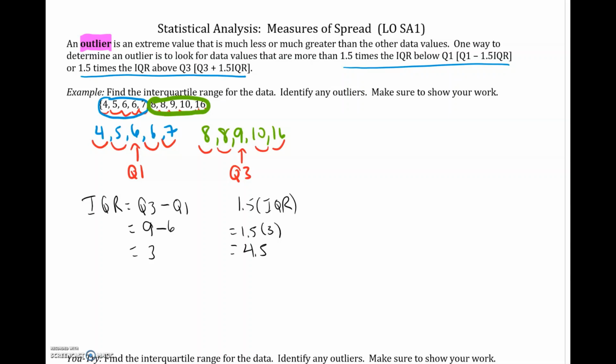So then for the lower limit, I'm going to do Q1 minus 1.5 times the IQR. So that is just 6 minus 4.5. So anything below 1.5 would be an outlier. And then we can do the same thing for Q3, but for Q3 we're going to add 1.5 times the IQR because we want to look for bigger values, right? So 9 plus 4.5 is 13.5. So basically our outliers are going to be less than 1.5 and greater than 13.5.